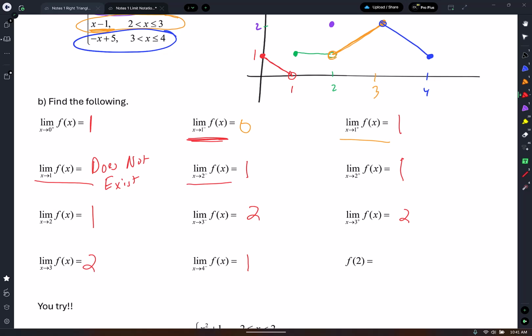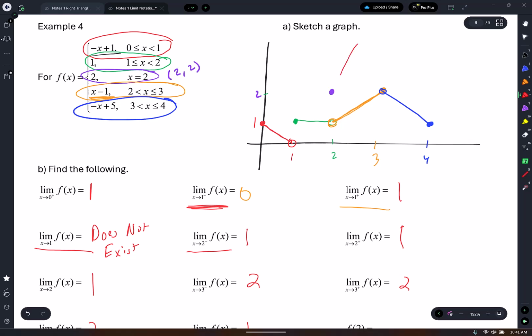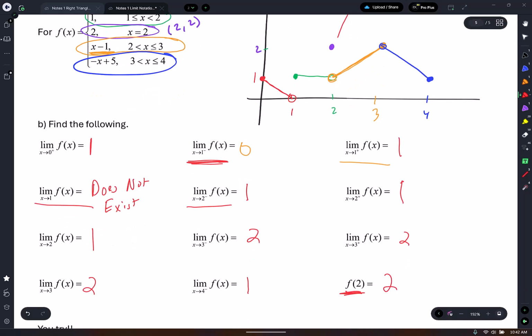All right, let's see. Does this say the word limit? All right, so what is f of 2? Good job. It's a function. Just evaluate it at 2. There it is. What's up?